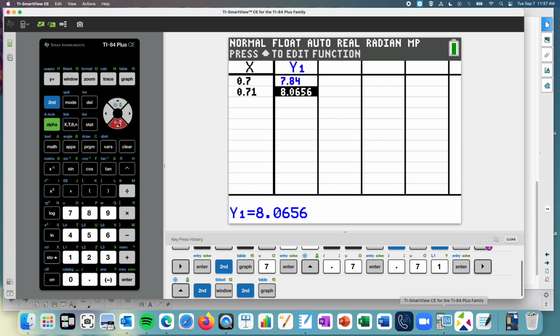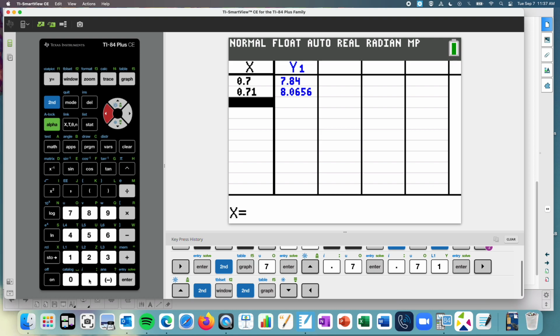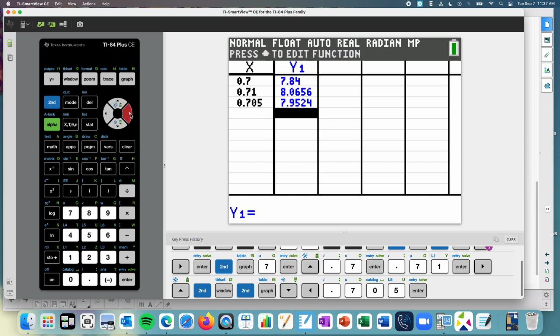So I want to do 0.705 for the next number, and then that'll give me my info to put in for the second answer. 7.9524.